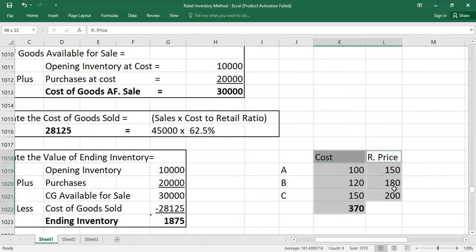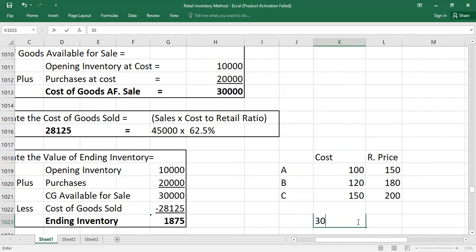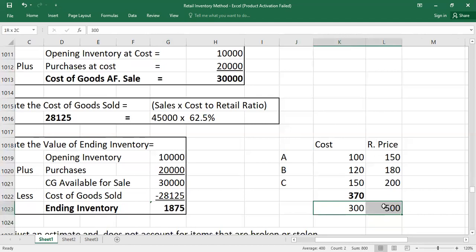Then in the next column you will write the retail prices also. So at the end you will make a total here. For example, I'm just assuming the sum of the cost is $300, and the sum of retail price is $500. Okay, now you can calculate the cost to retail ratio. Like you can take cost 300 divided by retail price 500, and you can calculate it. I'm just assuming this value. Okay, and the next process is the same. In the second step you can calculate cost of goods available for sale. In the third step you can calculate the cost of goods sold, and in the fourth step you can calculate the value of ending inventory.